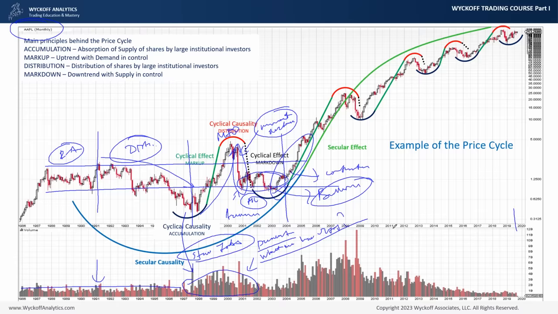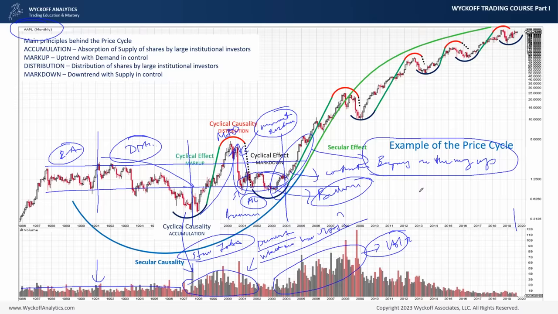Please note what happens afterwards. The volume signature increases even more. So what does it mean? It means usually that institutions now are buying on the way up. And I know this is not a part of the methodology, but I usually give you guys the references to the accumulations that are a part of the uptrend. Those are usually one of the best long-term setups for us.